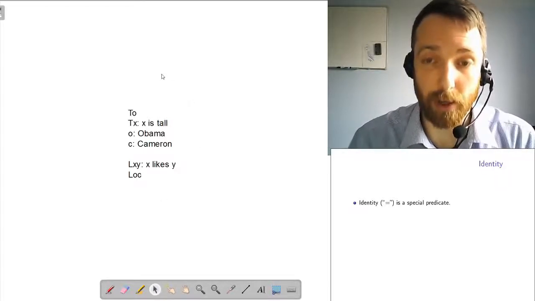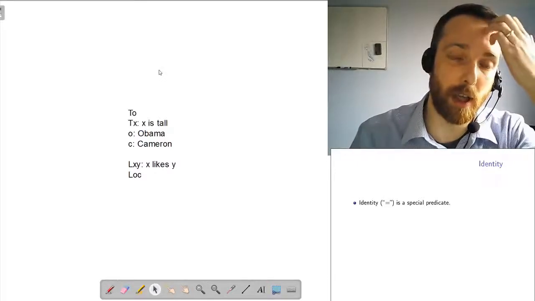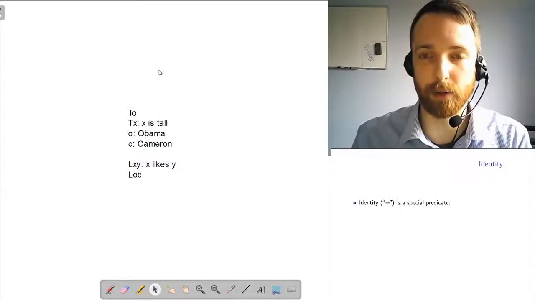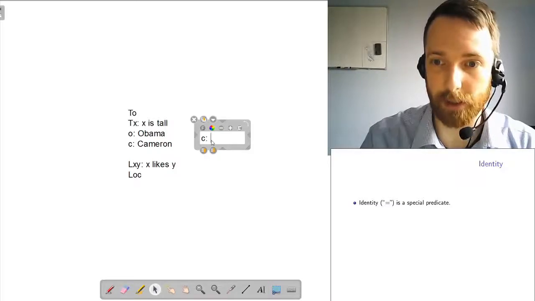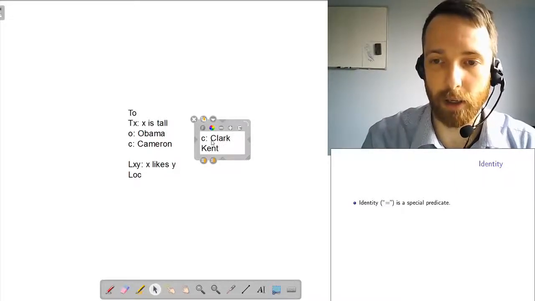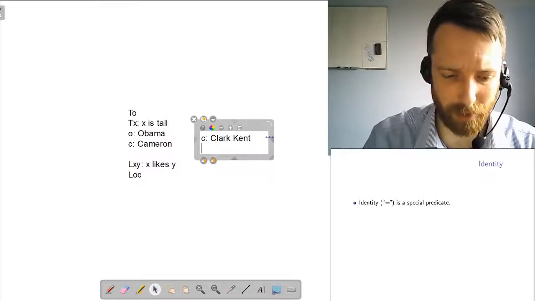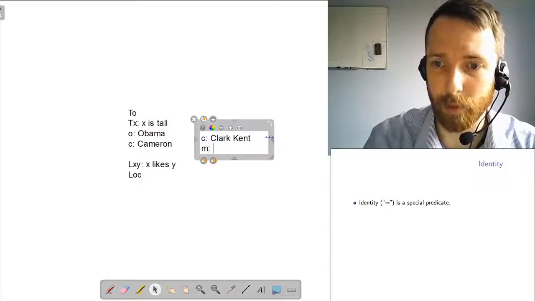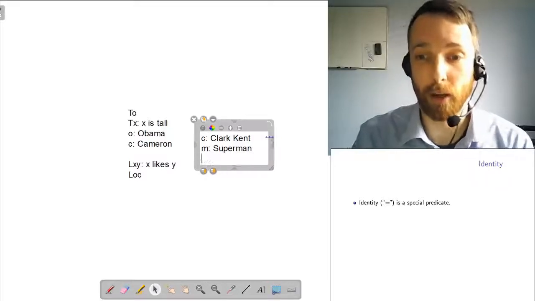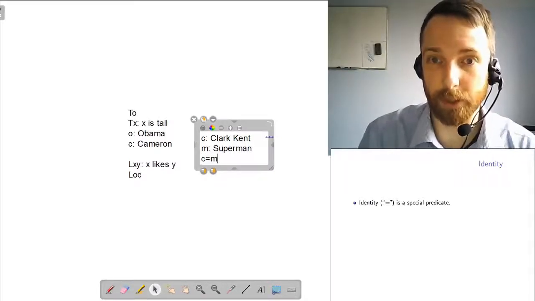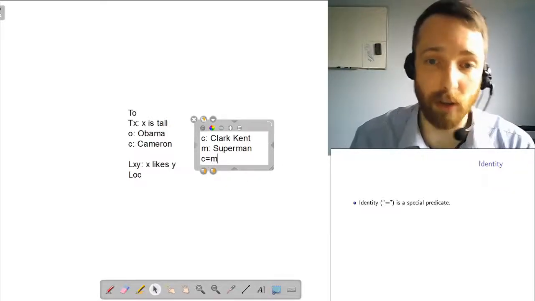Identity is different. You've seen equal signs before. They usually go in between two things, right? So if I want to say Clark Kent is Superman, well, I need a couple of names there. So I need, let's say C stands for Clark Kent, and maybe S officially comes from the end of the alphabet, so I can't use that. Let's use M. Let's say M is Superman. If I want to say Clark Kent is Superman, I write C equals M, just like that. So the predicate sign here is the equal sign. It's coming in between the two names. Okay, you can handle that.